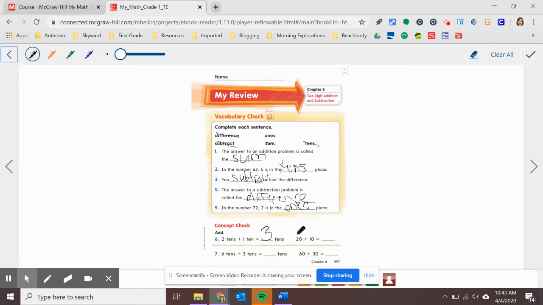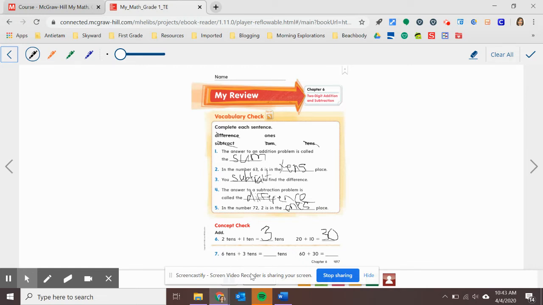Okay, so now we have to come over here. We have 20 plus 10. Here's where we see that 2 and the 1. So then what's 20 plus 10? 3 tens equals 30. I can count by tens. 10, 20, 30.